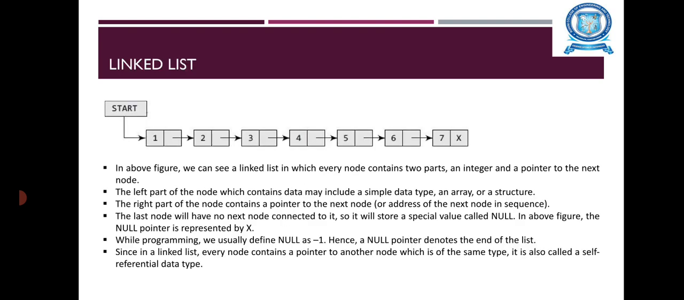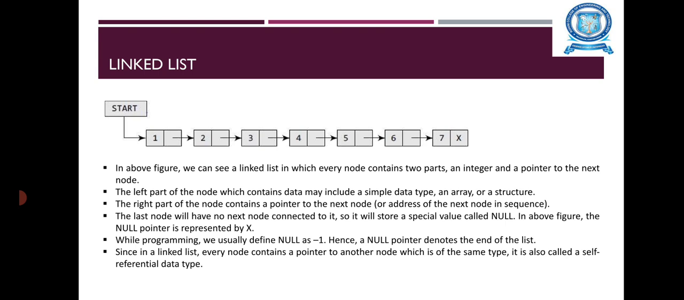In the above figure, we can see a linked list in which every node contains two parts. The first one is the integer and the second one is a pointer to the next node. The left part of the node contains data, including a simple data type, array or data structure. The right part of the node contains a pointer to the next node, the address of the next node in sequence.